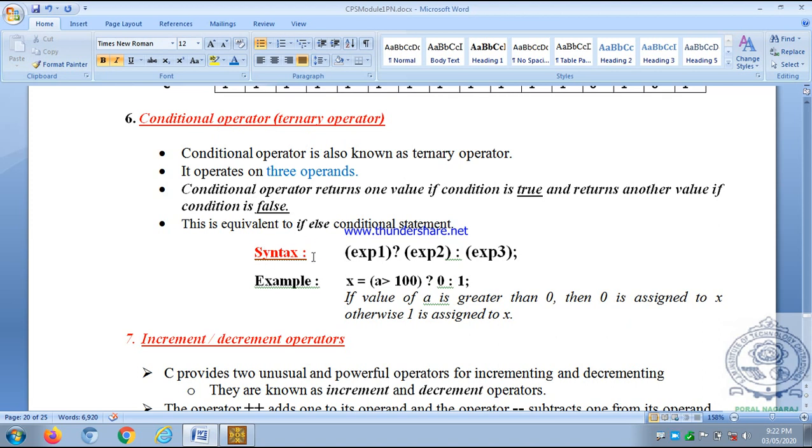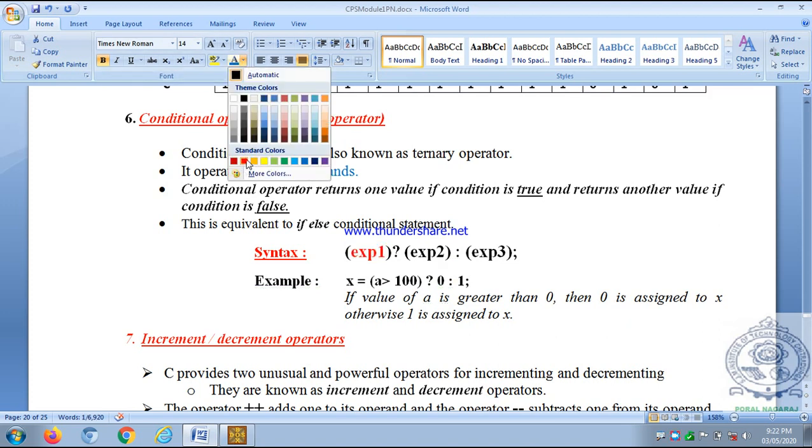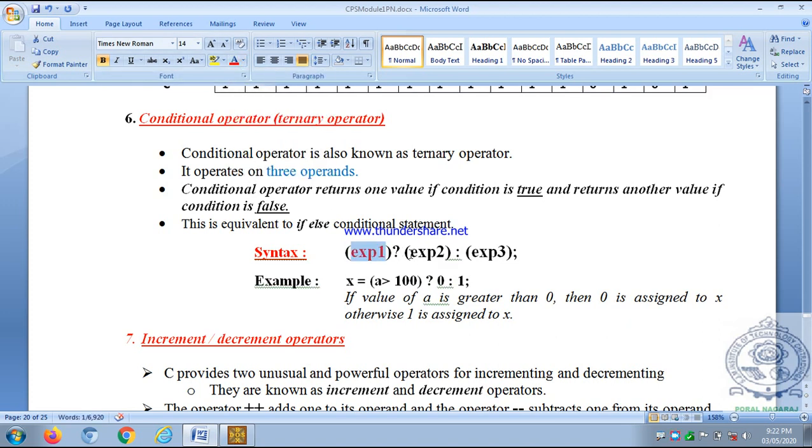So for example, see the syntax here: expression 1, question mark, expression 2, colon, expression 3.